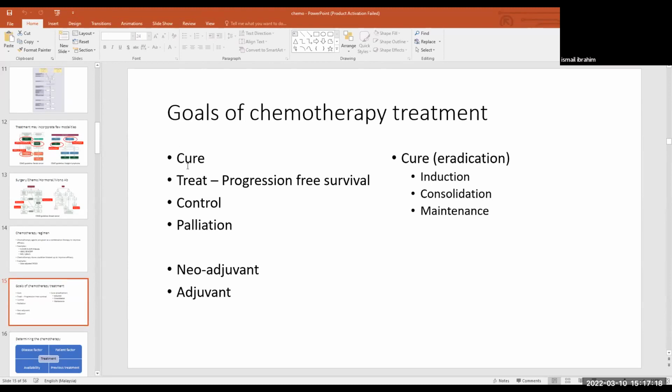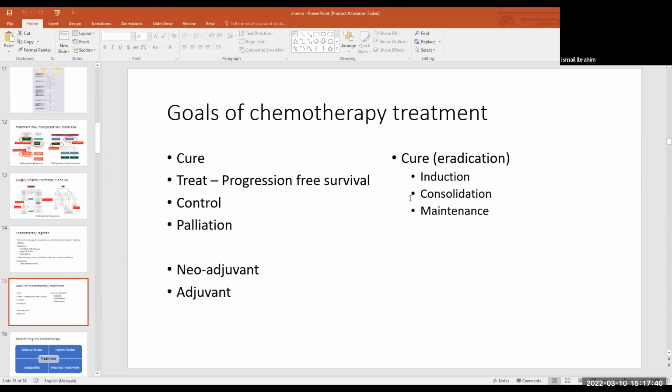When we mention cure, i.e. eradication, that involves giving chemotherapy first as induction. Induction means you give chemotherapy to achieve remission, and remission means the disease is not detectable. And to achieve cure, we cannot stop at induction.